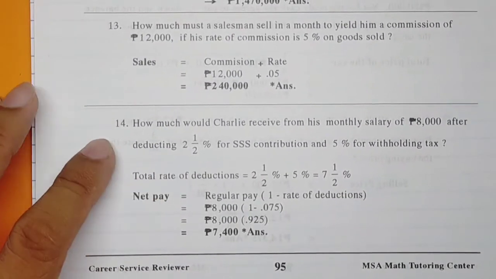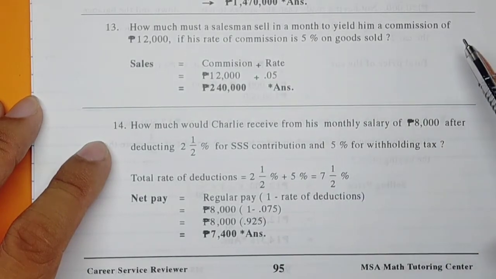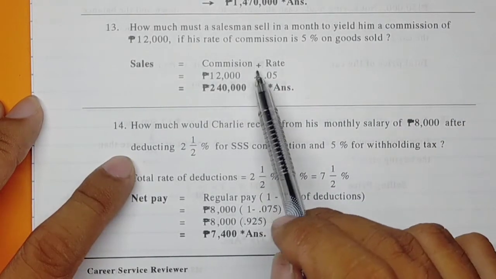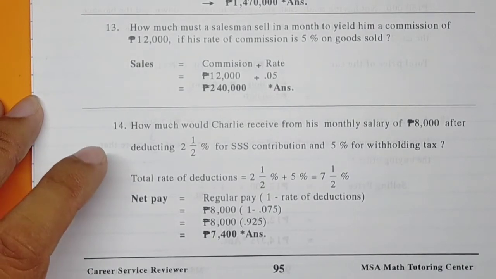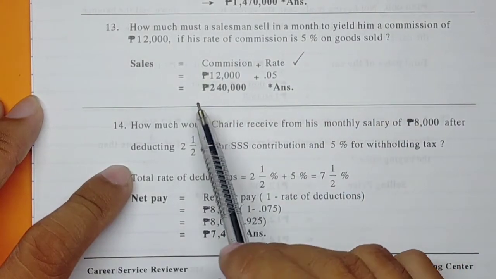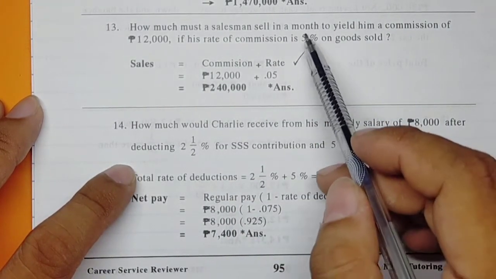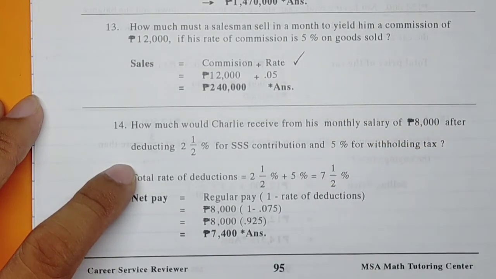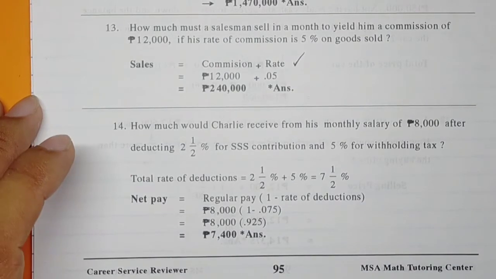Okay, so how much must a salesman sell in a month to yield him a commission of 12,000 if his rate of commission is 5% on goods sold? So sales is equal to commission divided by rate. So just memorize this. So what is the commission? That's 12,000 divided by 0.05. Again, 5% divided by 100 will become 0.05. So the answer is 240,000 pesos.